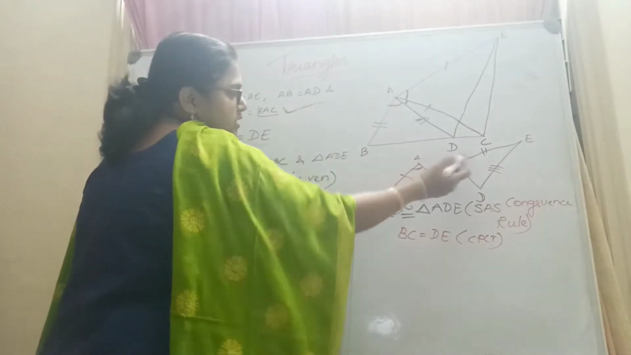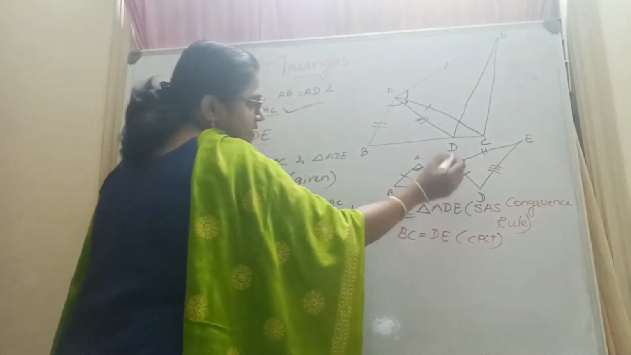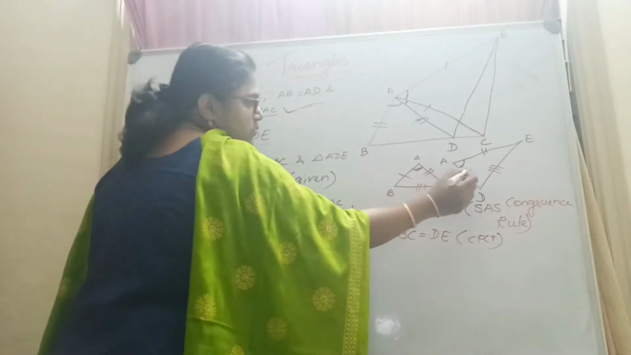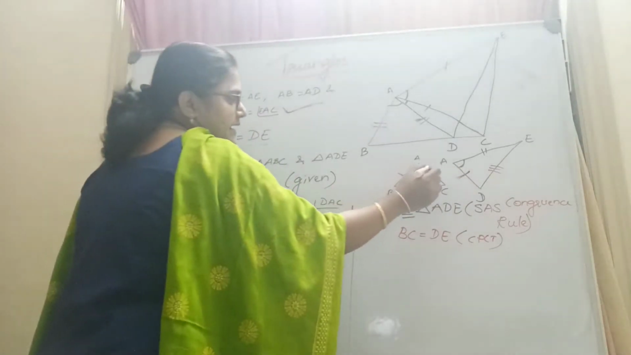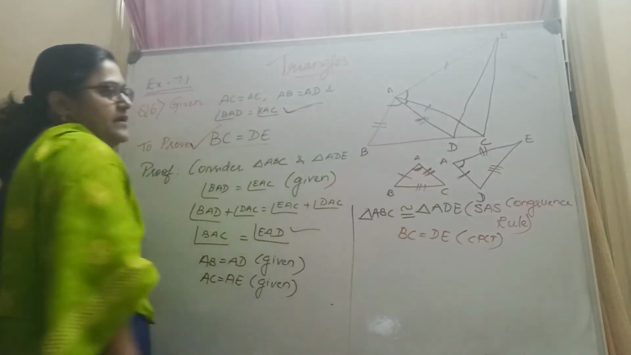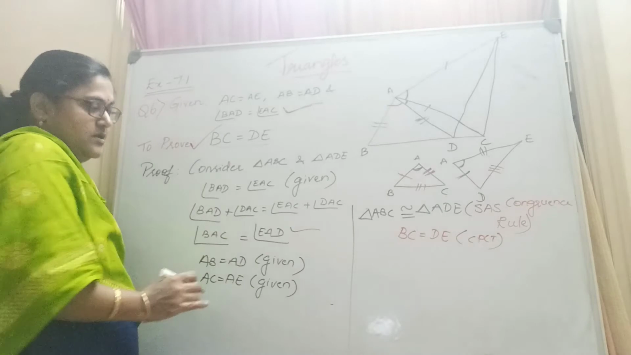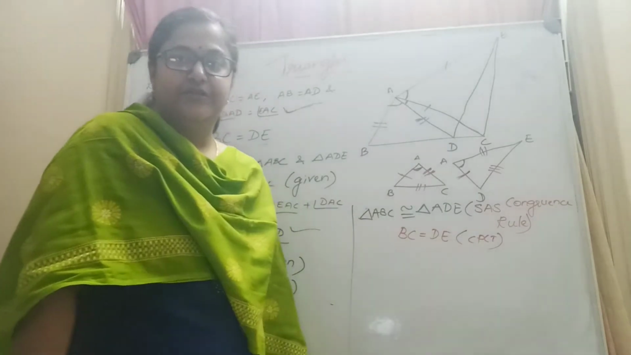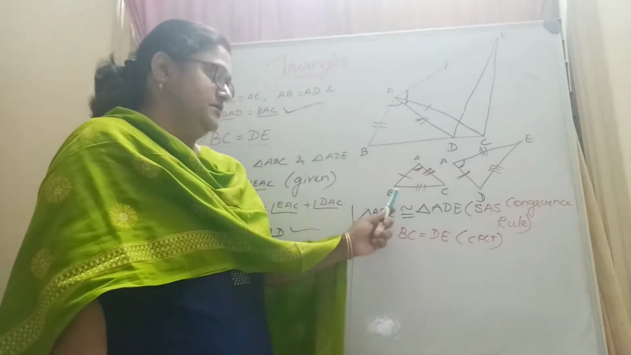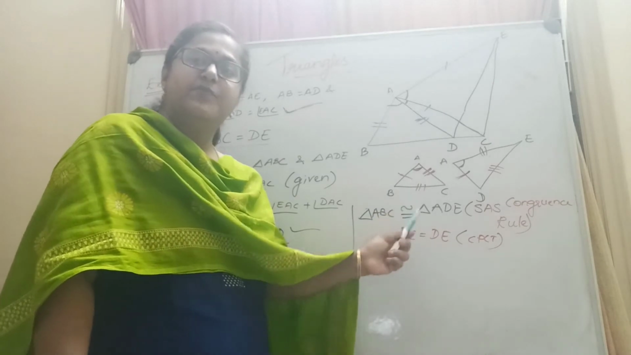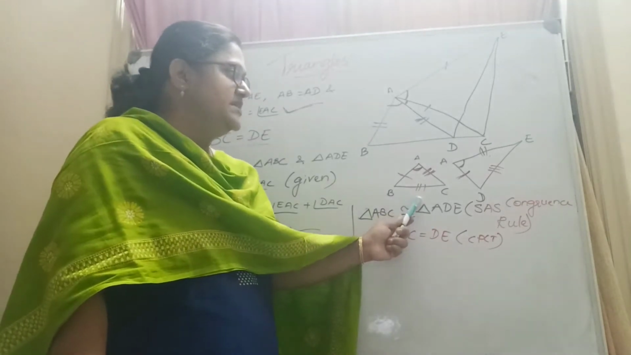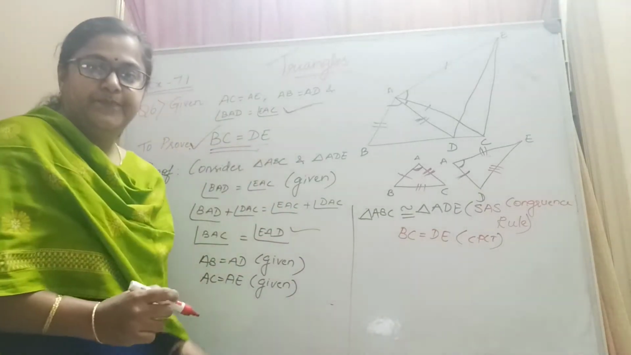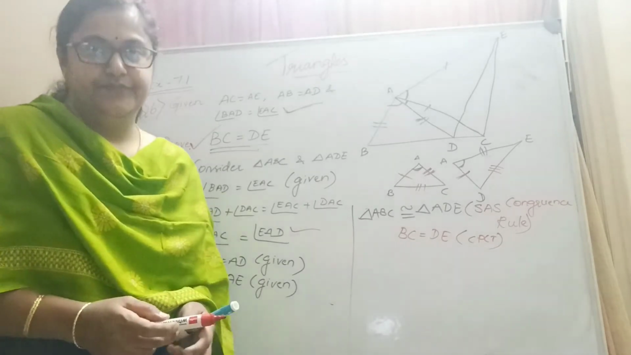I have drawn the two triangles here. So angle A from both the triangles became equal. And it is given that AB is equal to AD and AC is equal to AE. It is given in the question. So by SAS congruence rule, both the triangles are congruent to each other. Now since both the triangles are congruent, their corresponding parts also will be equal. So BC is equal to DE, and that is what I am asked to prove here. Hope the solution is clear to you.